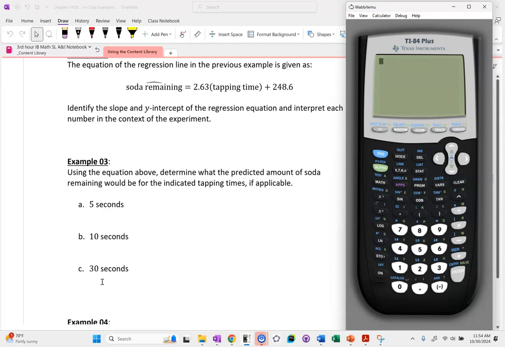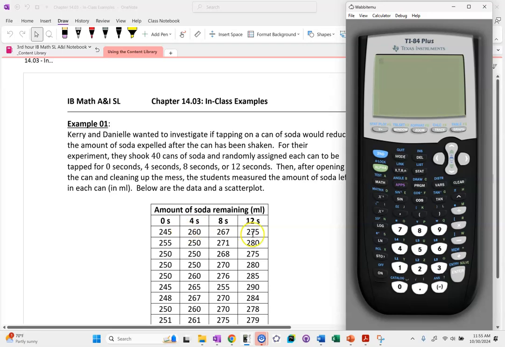Why is it extrapolation? Because our range of tapping times went from 0 to 12. So we should not make predictions outside of that range of values.